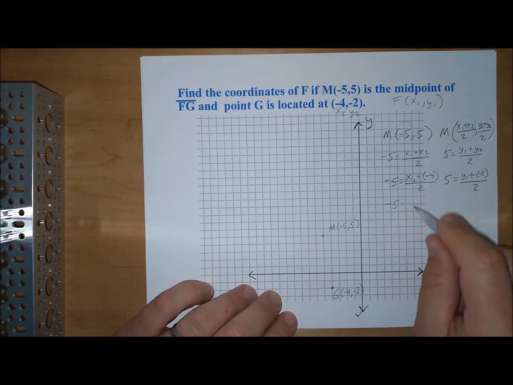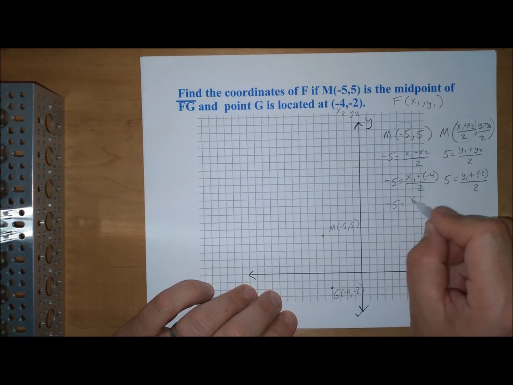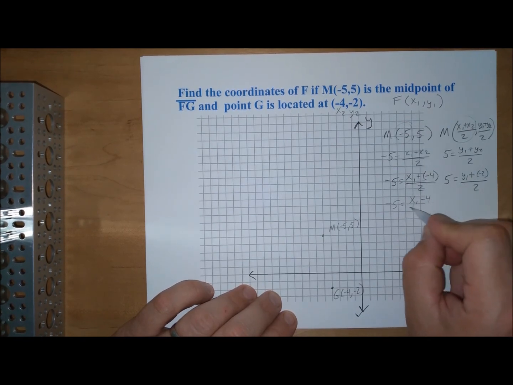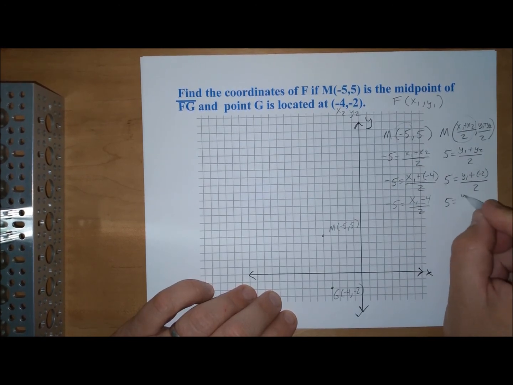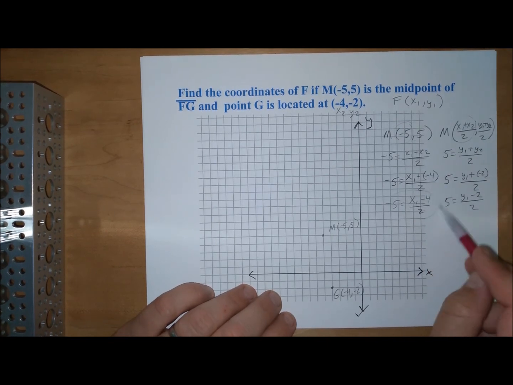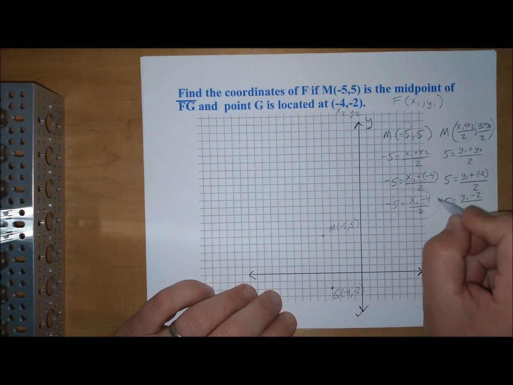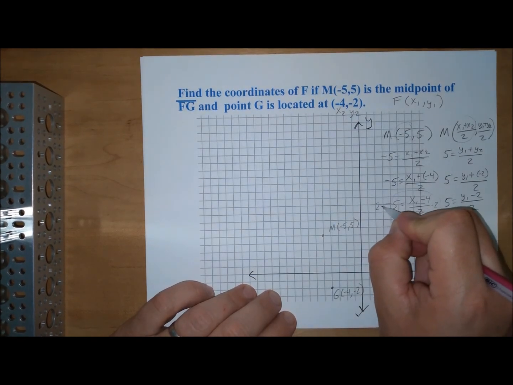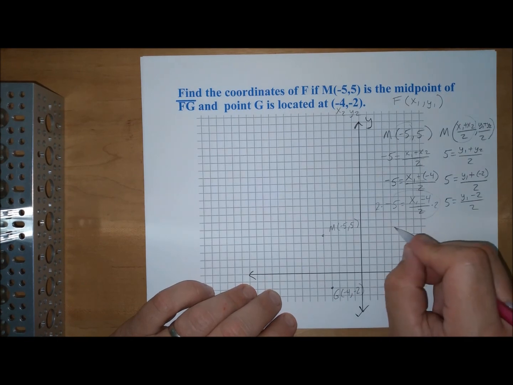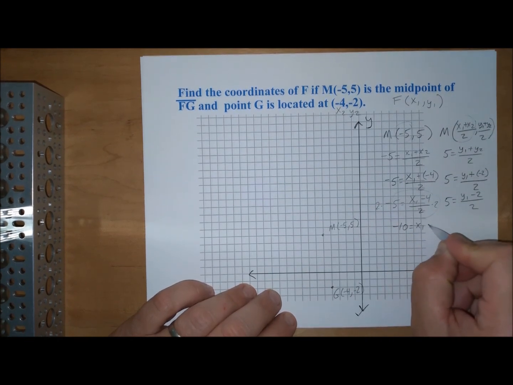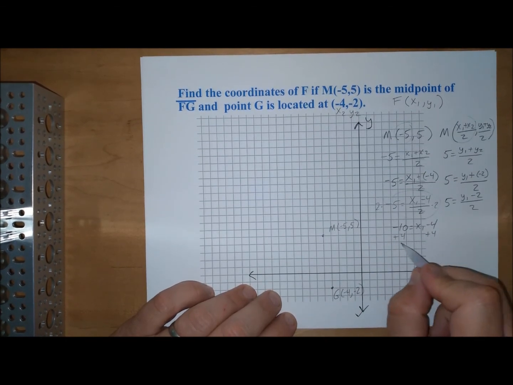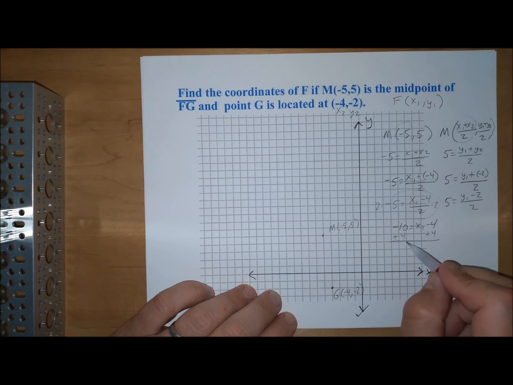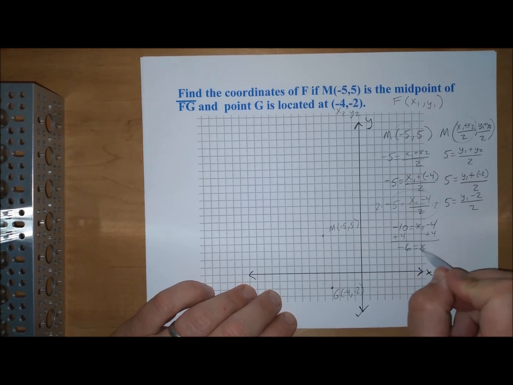Negative 5 equals x1 plus negative 4, which is the same as x1 minus 4, over 2. And likewise, y1 plus negative 2 is the same as y1 minus 2 over 2. How would I solve this for x1? Well, I can just multiply both sides by 2, right? And I'm going to get 2 times negative 5 is negative 10, equals x1 minus 4. I'll add 4 to both sides, and negative 10 plus 4 is negative 6 for x1.